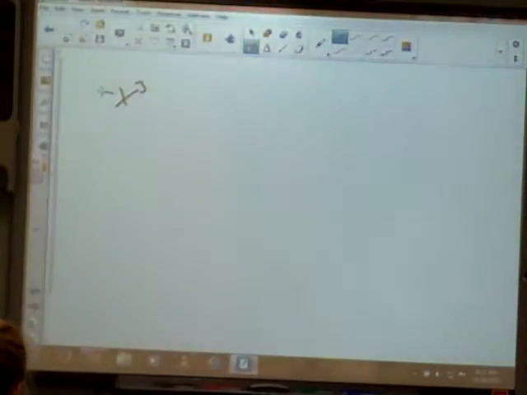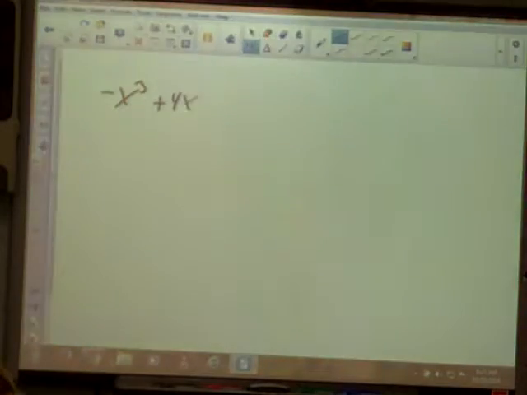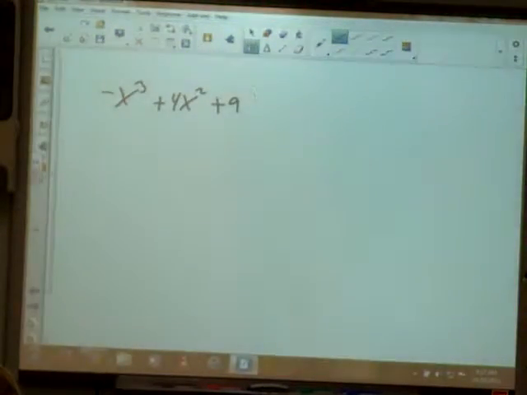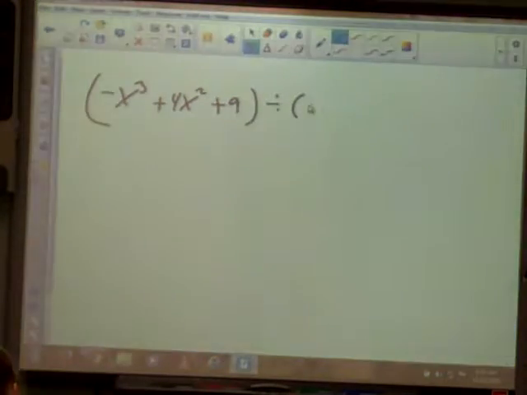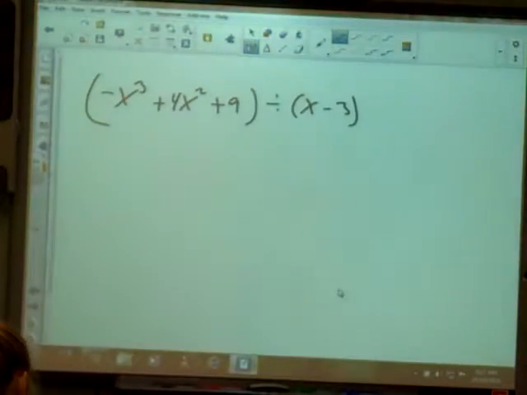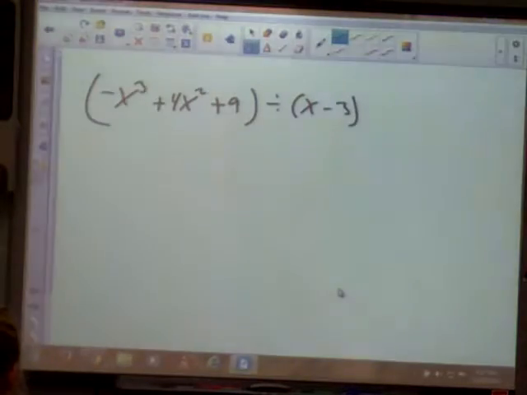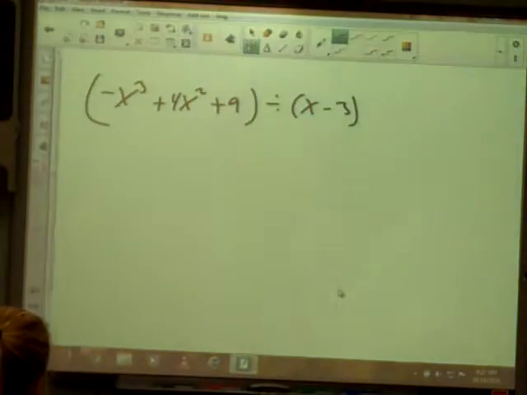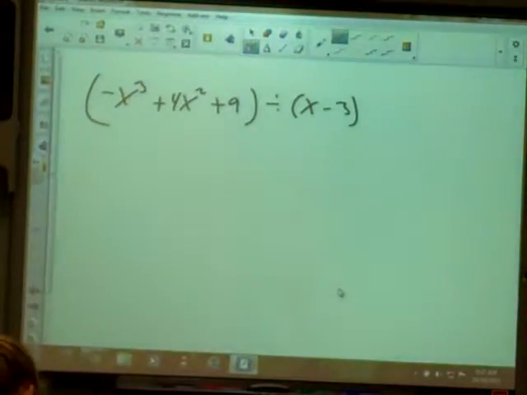Negative x cubed plus 4x squared plus 9. We're going to divide that by x minus 3. So we could do some. Okay, now, once we get both of these covered, you can do whichever way you want to. There are times when it has to be long, but for right now, since synthetic is what's most new for you, and you can use synthetic on this one, that's what I'm going to do.